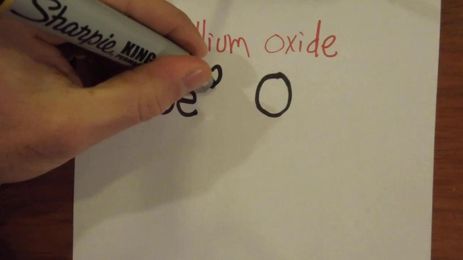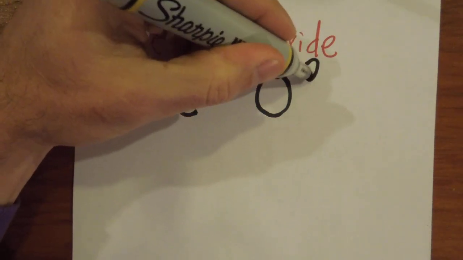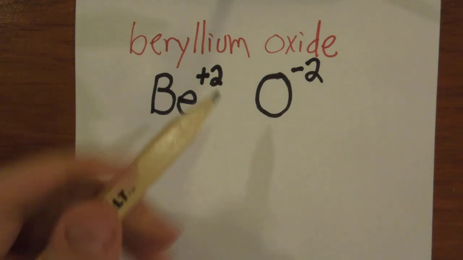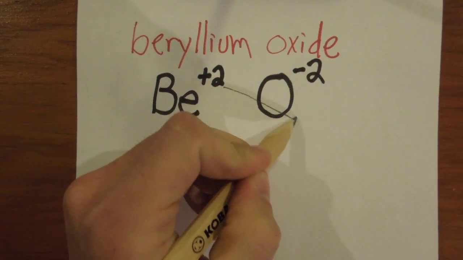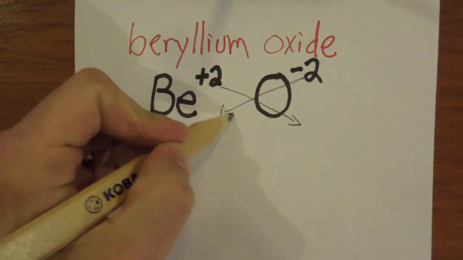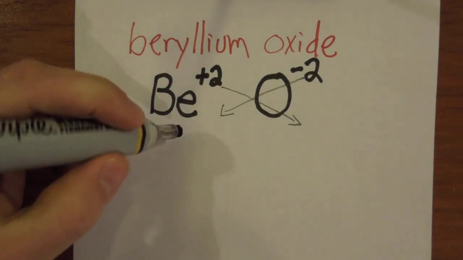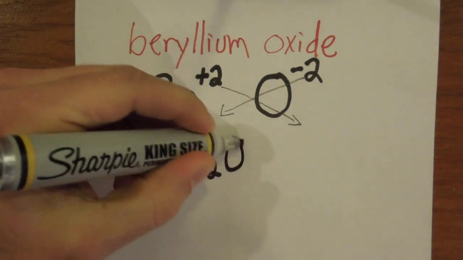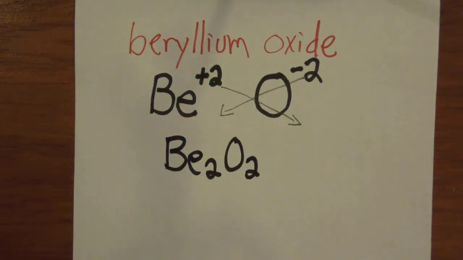So we'll give beryllium its positive 2 and oxygen its negative 2. Now we can utilize the crisscross method. We bring this 2 down here and this 2 down there, and what you end up with is Be2O2. However, in this particular case, you are not done.